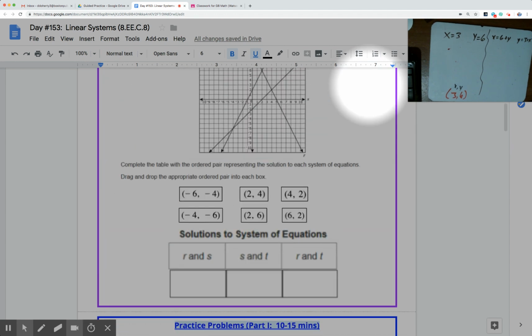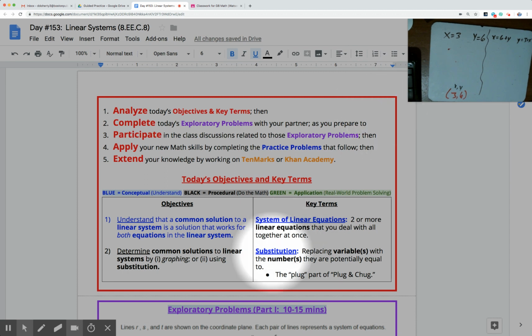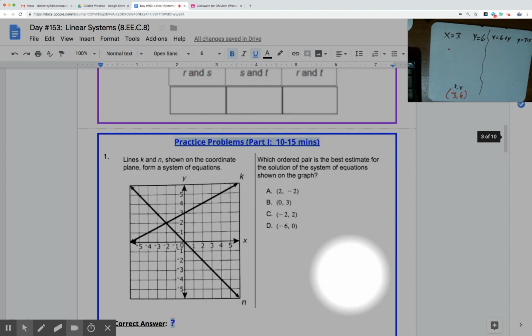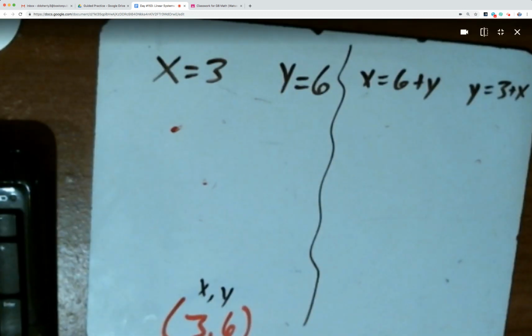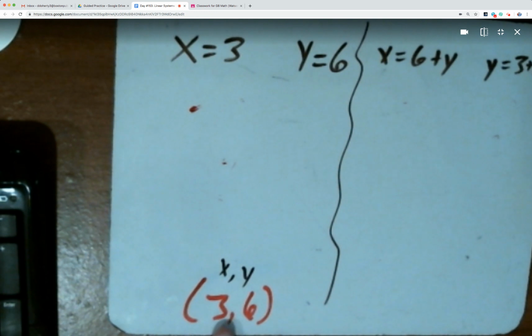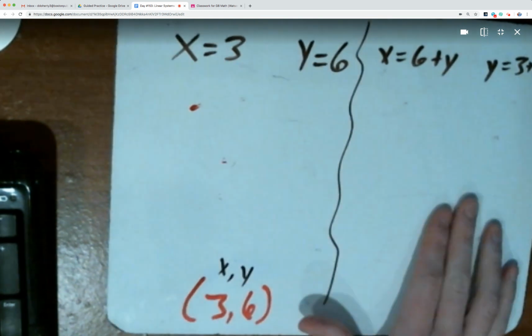Substitution, or as Mr. Neville would have said last year, replacing variables with the number they are potentially equal to. This is the plug part of plug and chug, if you were thinking back to your work with Mr. Neville last year. So I'm going to full screen this whiteboard with the first two equations, and we're going to substitute in this ordered pair, the proposed common solution 3 for x and 6 for y, into both of these equations.